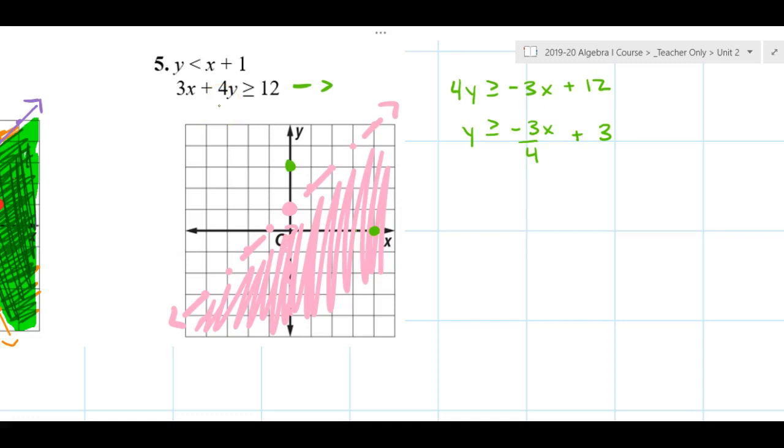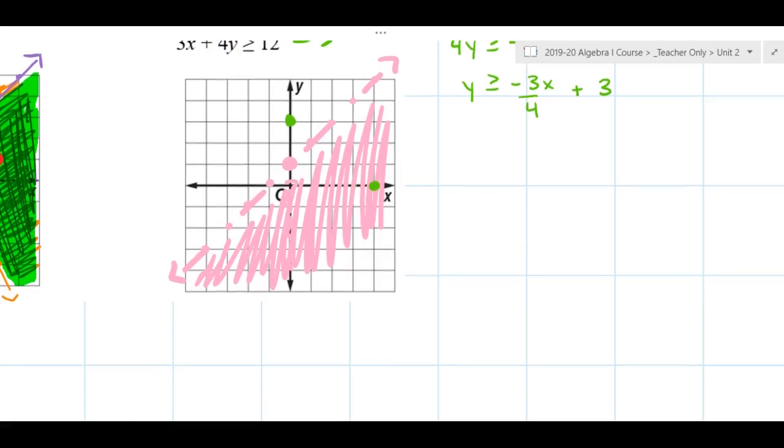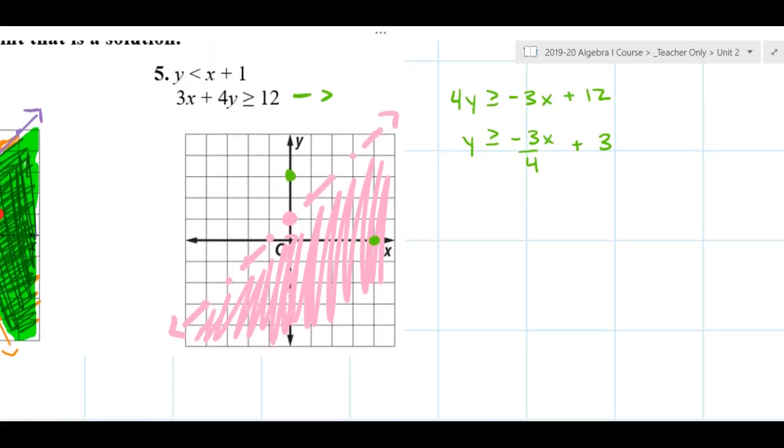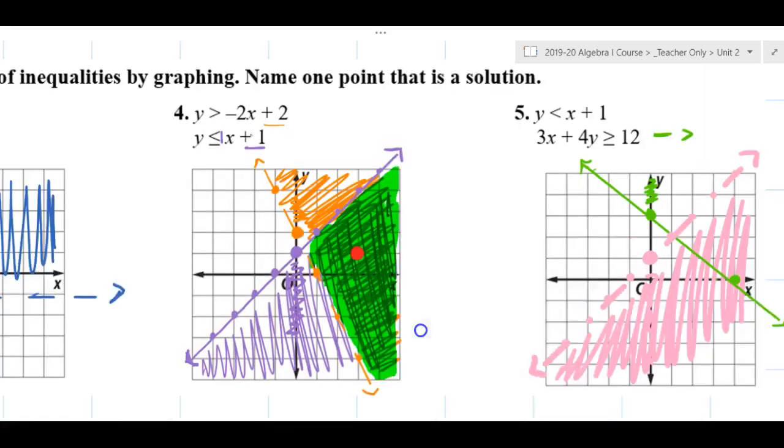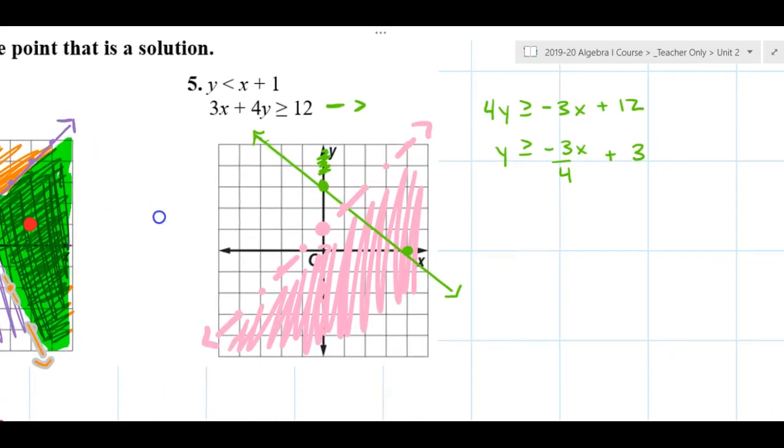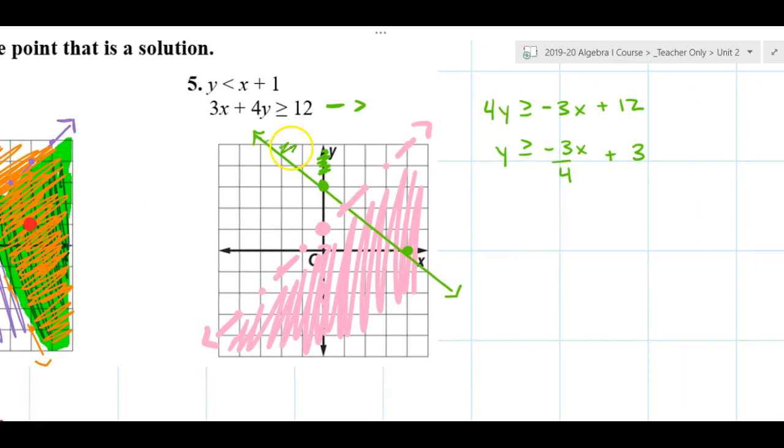That takes me off the graph. So I've got 2 points. That's enough to graph a line. This line will be solid because it's equal to. Y is greater than or equal to this line. The bigger y's are on this side of the line. Shade above.